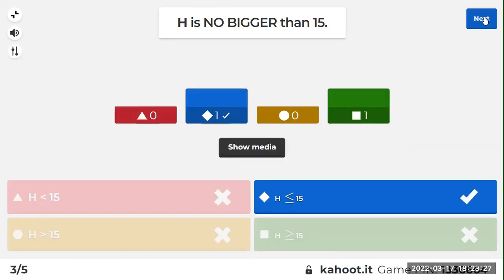Right. So the correct response would be H is less than or equal to 15. So when you see the term no bigger than, it means the maximum value you can take is 15. Yes, you include the 15 once you see that sign. So the answer would have been the blue as you see here on the screen.